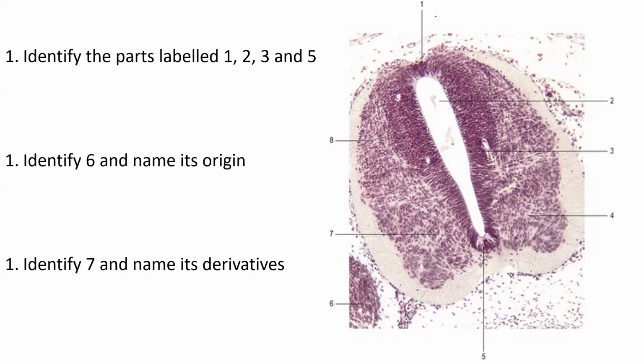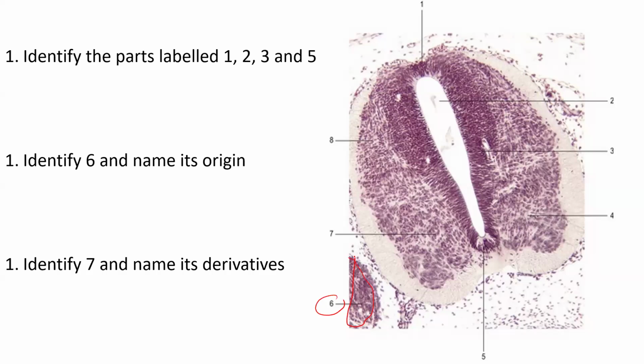What is five? Floor plate. Very good. What is six? This one. We can just name it spinal ganglion, because we do not know whether it is the dorsal one or maybe the sympathetic one. Let us just call it spinal ganglion.